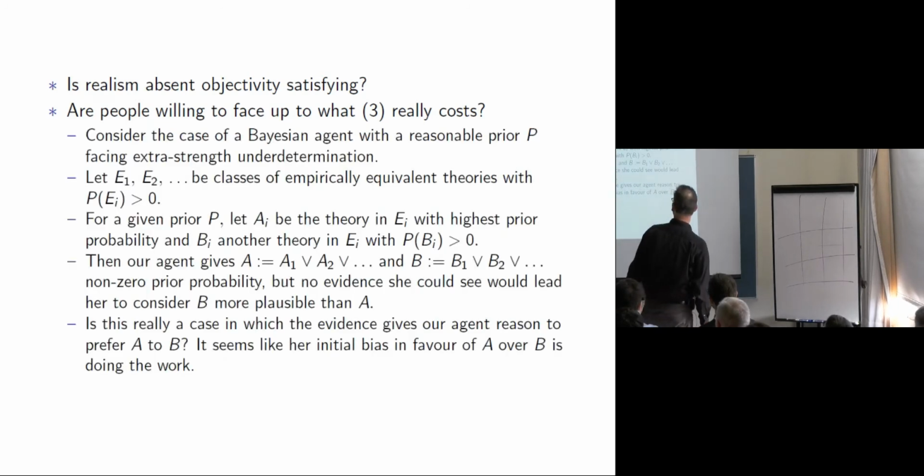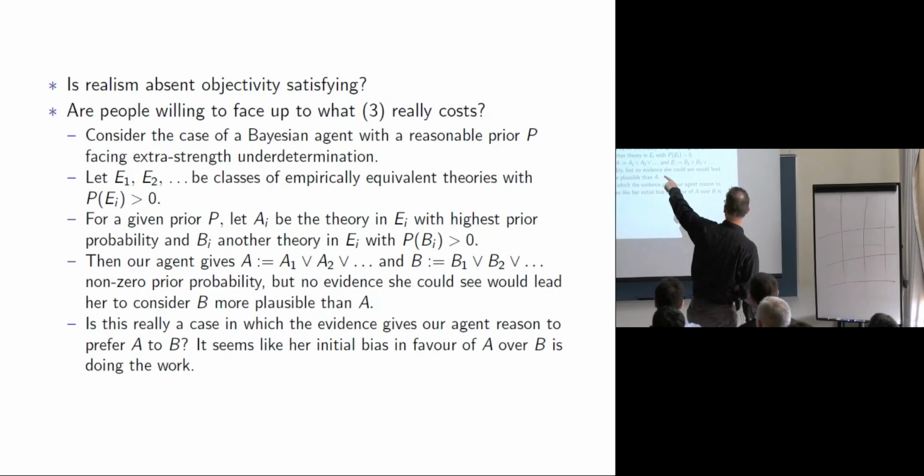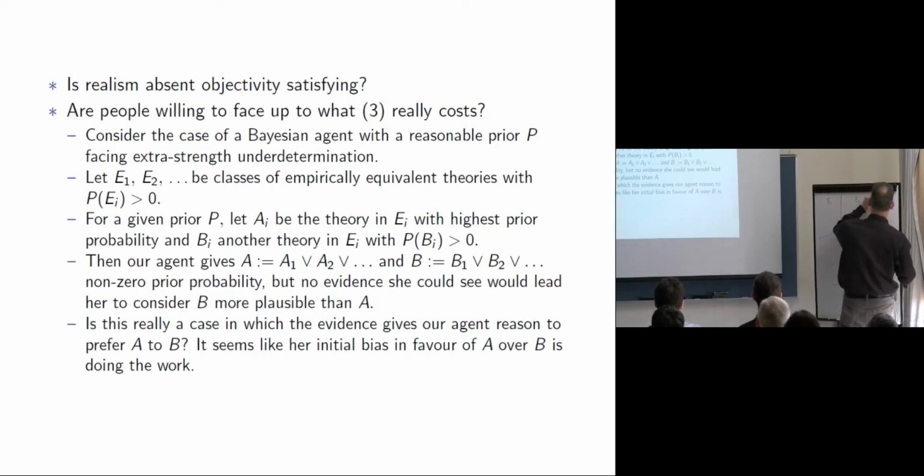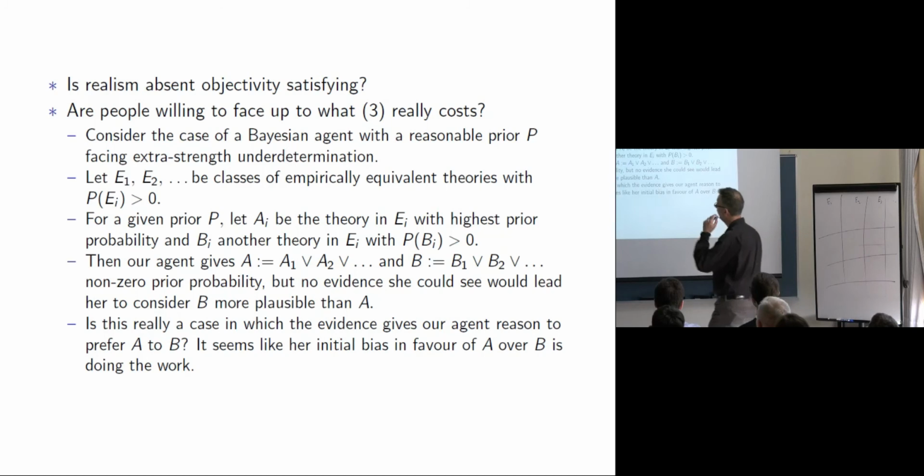Let's label each of these boxes E1, E2, E3, and so on. Those are classes of empirically equivalent theories, and each one gets a non-zero probability. So we've thrown away all the ones that got zero probability.